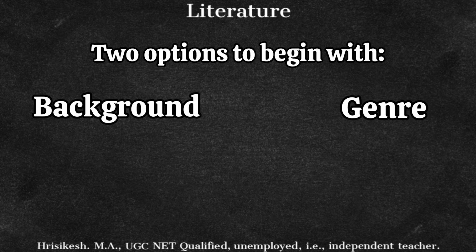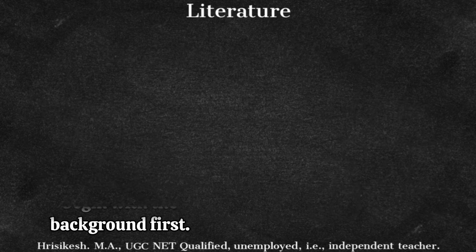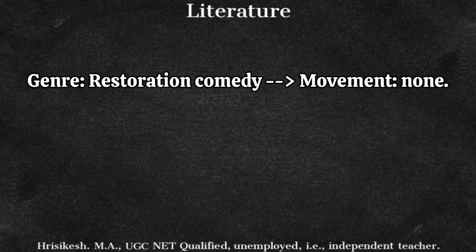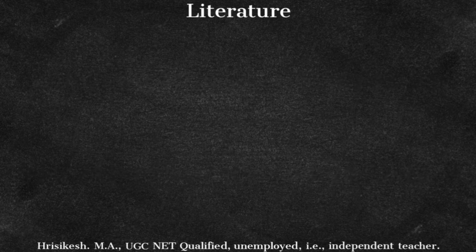If the text is not a straightforward critique of contemporary society, and if the literary form is not a very simple one, begin your answer by defining the genre and explain its characteristics. For example, if you are writing a critical appreciation of Marvell's To His Coy Mistress, begin your answer by defining metaphysical poetry and explaining its characteristics. Sometimes literary genres are related to literary movements too. If that is the case, mention the significance of the movement and then swiftly move on to the next part, which is about the background and the author.